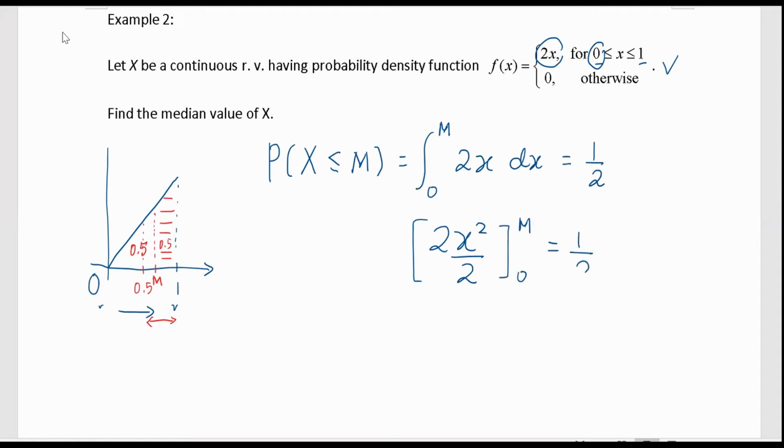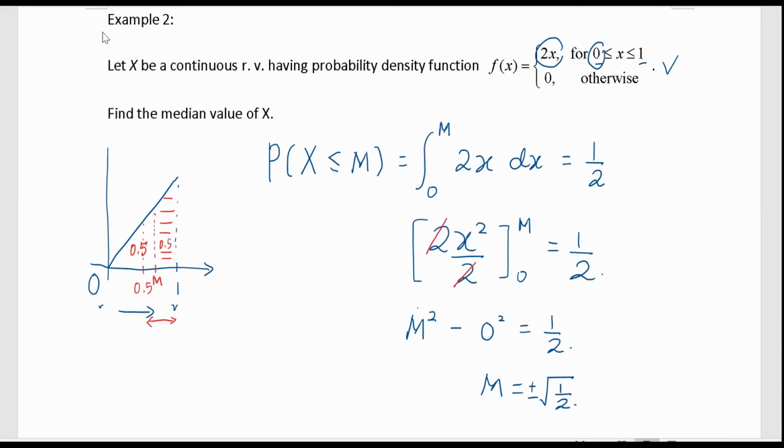Equals to half. All right. So we can simplify it. And we sub in the limit M squared and then the lower limit 0 squared. So finally, the M is going to be the square root of half.